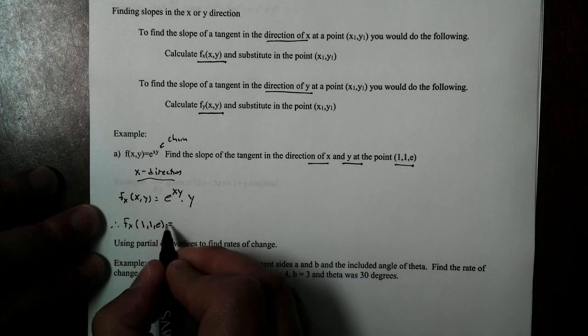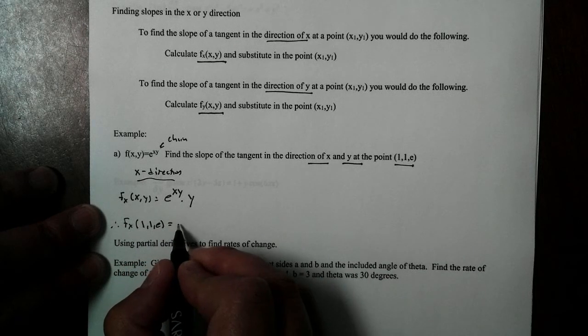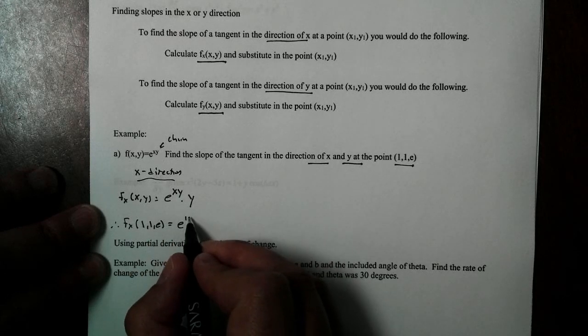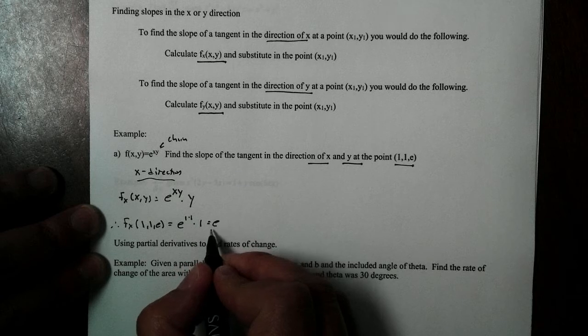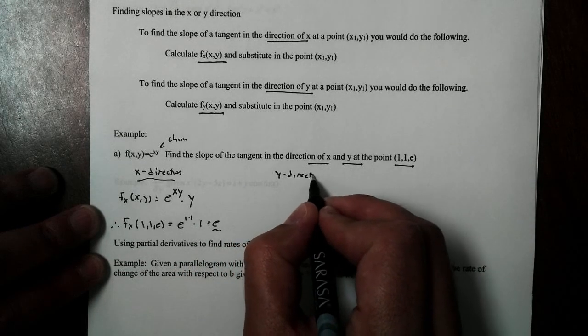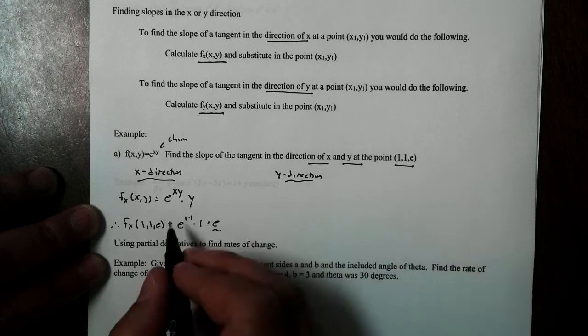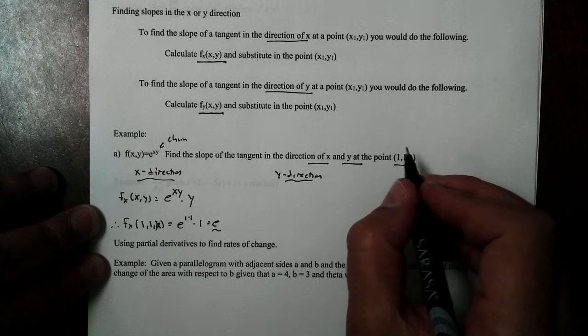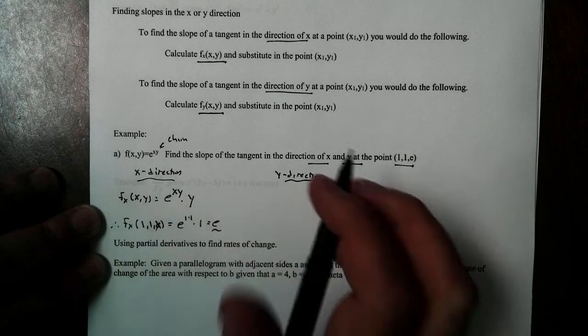And I could just plug in my point, the slope in the direction of x at 1, 1, e, which just becomes, what would that become? E to the 1 times 1 times 1, or just e. And I can do the same thing for the y direction. I guess I didn't have to put the e there, it should just be the 1, 1, mainly because we're only looking at the z component, not the x and y components.